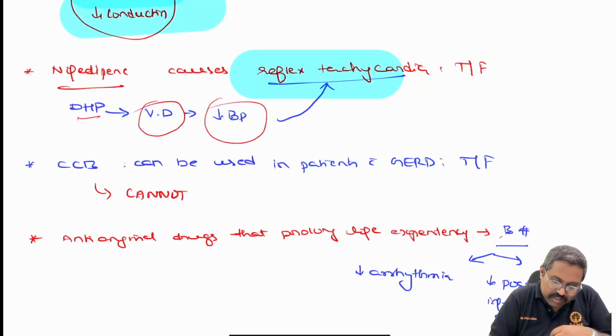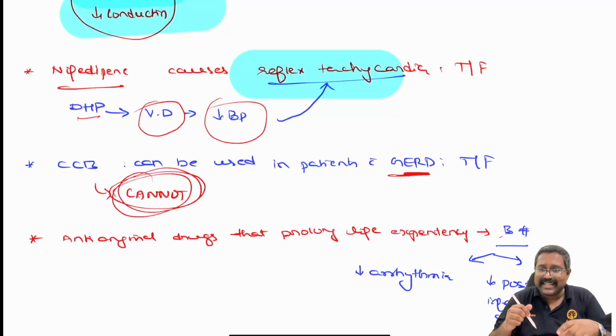So calcium channel blocker can be used in GERD. Whether it is true? No. Calcium channel blocker cannot be used, as it can exaggerate gastroesophageal reflux disorders. It can relax the esophageal sphincter, which can lead to retching and all.